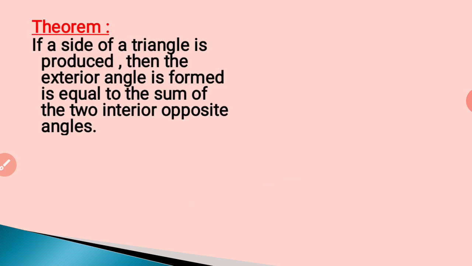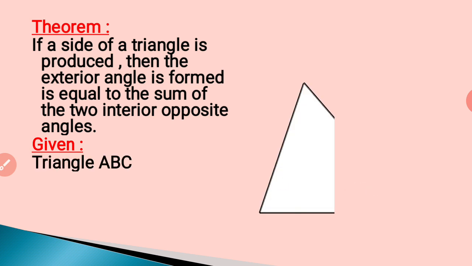Now the next theorem is regarding the exterior angle theorem. Here the statement is: if a side of a triangle is produced, then the exterior angle formed is equal to the sum of the two interior opposite angles. Now when we read the statement, we understand that there is a triangle. We have named it as triangle ABC. We have to number the angles because we want to make it simple.